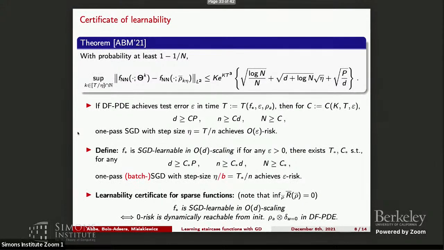And so with this definition, we have the following learnability certificates for sparse functions. F star is SGD learnable in O(D) scaling if zero risk is dynamically reachable from this initialization in DFPD. And this is just because of this bound here. It's equivalent to DFPD being able to reach zero risk from first layer weights initialized to zero.